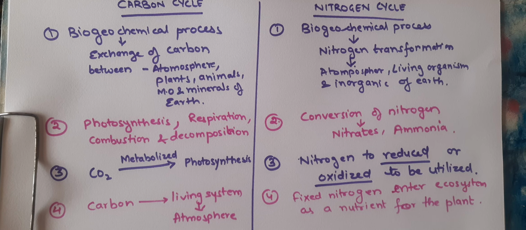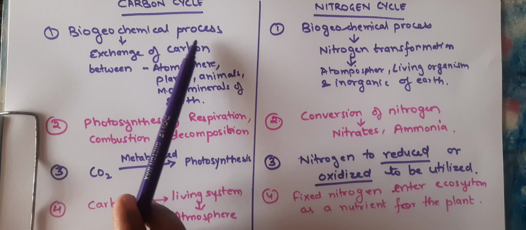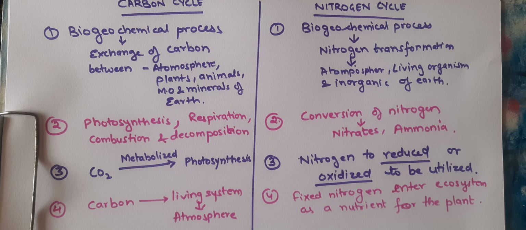So before closing this video, I will just go through quickly. We now know after watching this video that the carbon cycle is a biogeochemical process that involves the exchange of carbon between the atmosphere, living beings, and minerals of the earth. Whereas in the nitrogen cycle, the nitrogen is transformed so that it can be taken up by living organisms and the inorganic part of the earth.